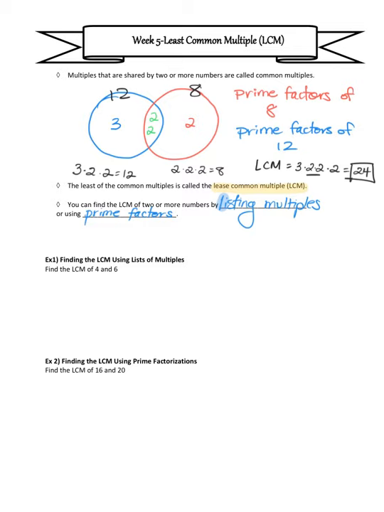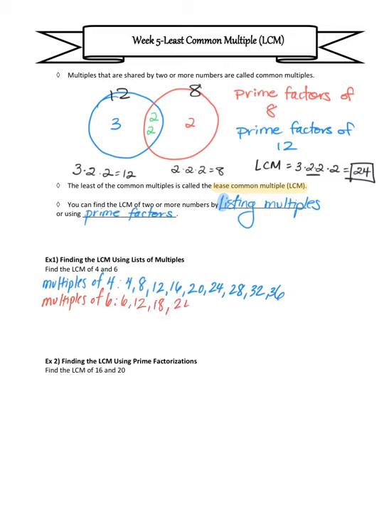So we're going to list the multiples of each number. Starting with the multiples of 4, those would be 4, 8, 12, 16, 20, 24, 28, 32, and 36. We'll just stop there because remember we're looking for the least, so we don't really need to go on forever. And then we'll look at the multiples of 6. And we have 6, 12, 18, 24, 30, 36.